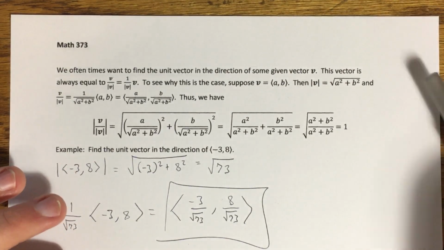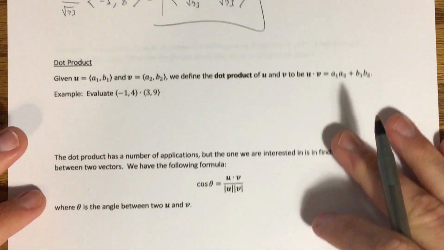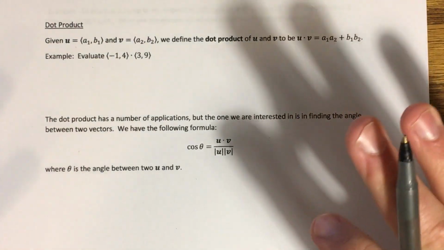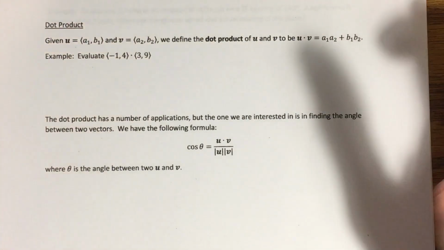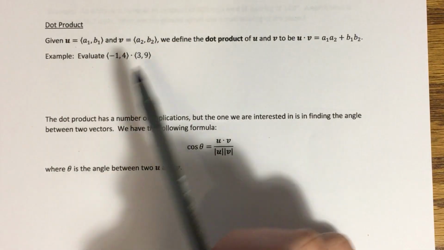All right. So we had just finished talking about unit vectors in the last video. The last thing that remains for us to talk about is the dot product and one application of it, which is finding angles between vectors. So I'm going to start with just the definition of what a dot product is.